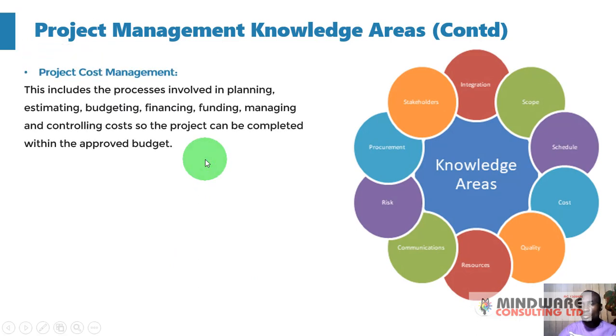Okay, so in continuation, that takes us to the next knowledge area, which is the costs. The fourth knowledge area. This includes the processes involved in planning, estimating, budgeting, financing, funding, managing, and controlling costs, so the project can be completed within the approved budgets. So at the beginning of the project, when you're drawing up the planning, you have a budget. There is a specific set of funds that has been allocated for this project. This is how much we're going to spend in getting this project done.